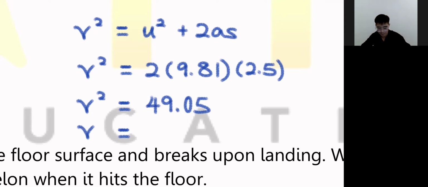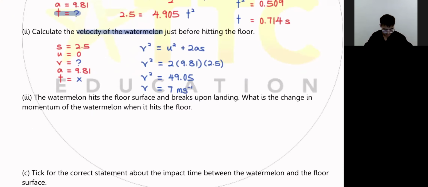7.0035 meter per second. But of course, because you will be getting a value of 7.00 already, you can just leave your answer as 7. Okay, just without decimal point also can. So 7 meter per second. Okay. Now then the next one, number 3, the third one.